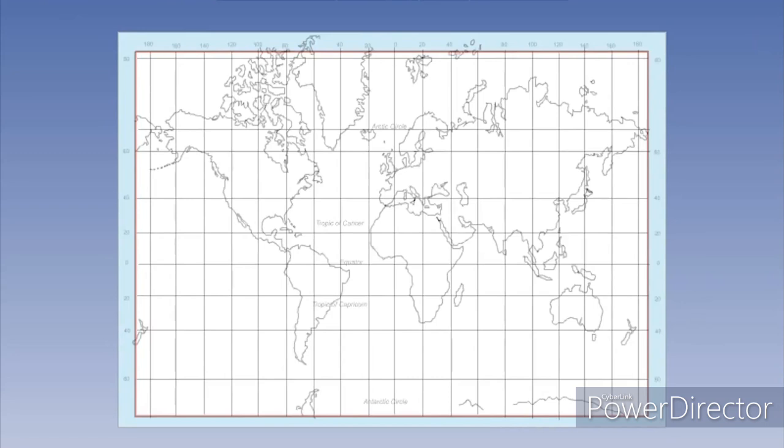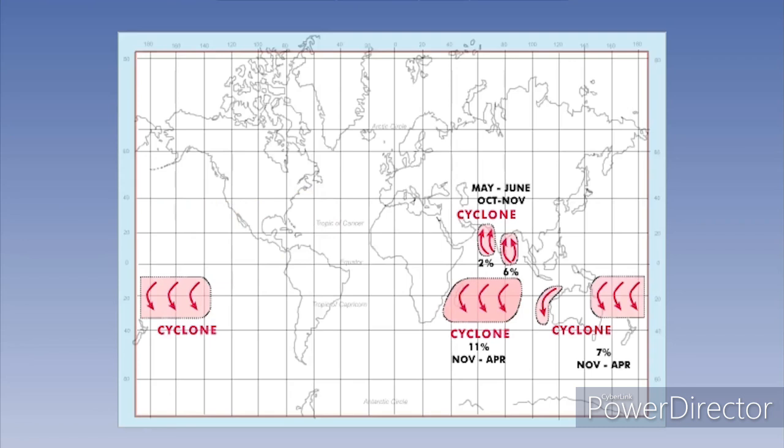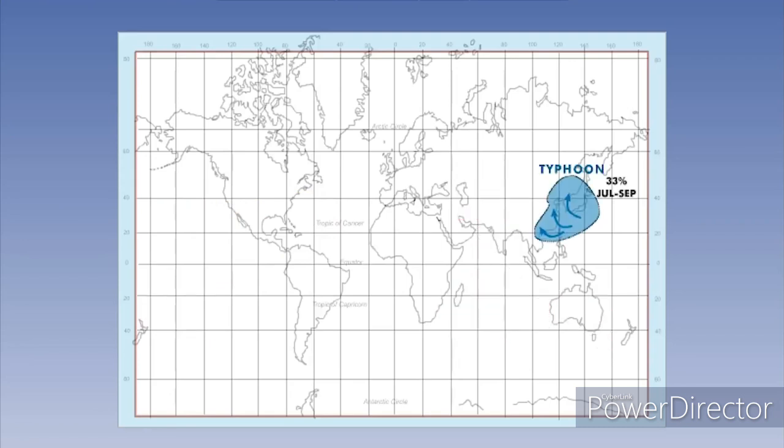Tropical revolving storms have different names depending on their location. In the Atlantic and Eastern Pacific region, we have hurricanes. In the Indian Ocean, we call them cyclones, and in the Western North Pacific, they are called typhoons.